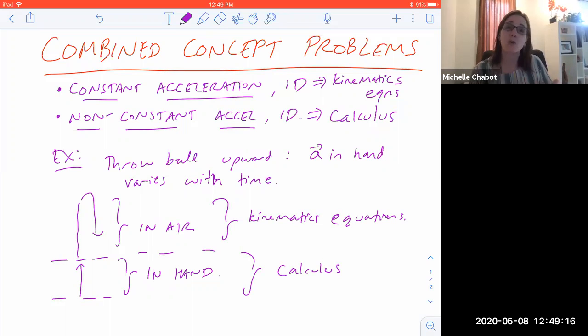As we get further in the course, we'll have constant and non-constant acceleration in 2D, and then we'll have Newton's laws, we'll have circular motion, then we'll have conservation of energy, conservation of momentum, and then we go back and do that whole thing in rotating systems again. So we're just at the tip of the iceberg here in terms of what combined concept problems will have to offer us throughout this course. All right, let me know if you have any questions.